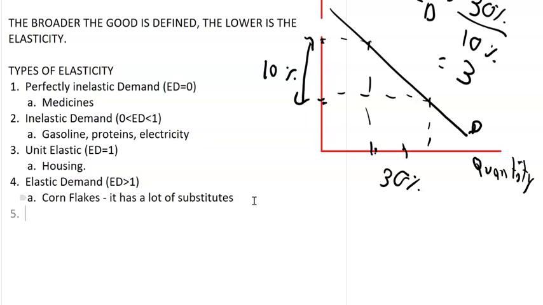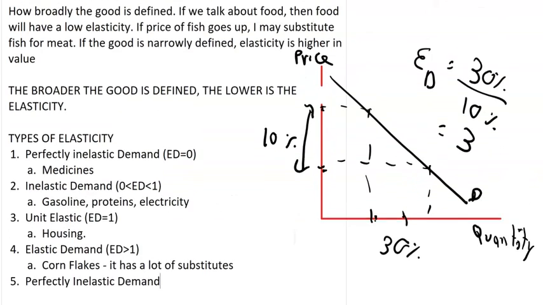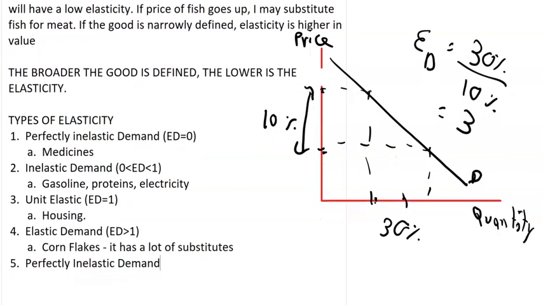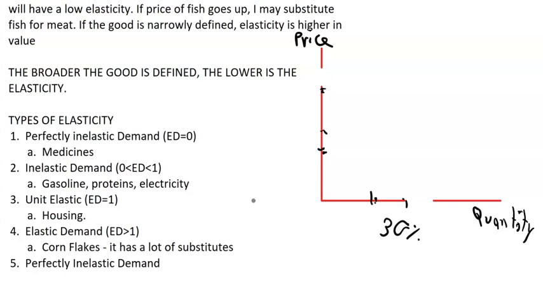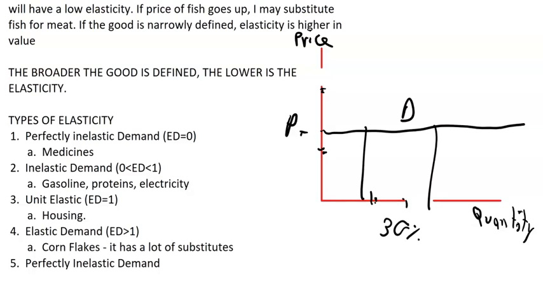And then finally, we have perfectly inelastic demand. This one, the elasticity will be absolutely horizontal in shape. So instead of a vertical line, we will have a horizontal line. So it will be like that. So that's going to be my demand curve. It should be a straight line. And so this one, no matter what the change in quantity is, price does not change.